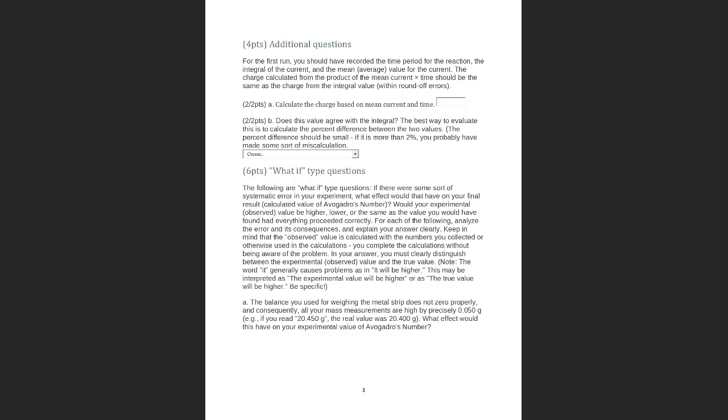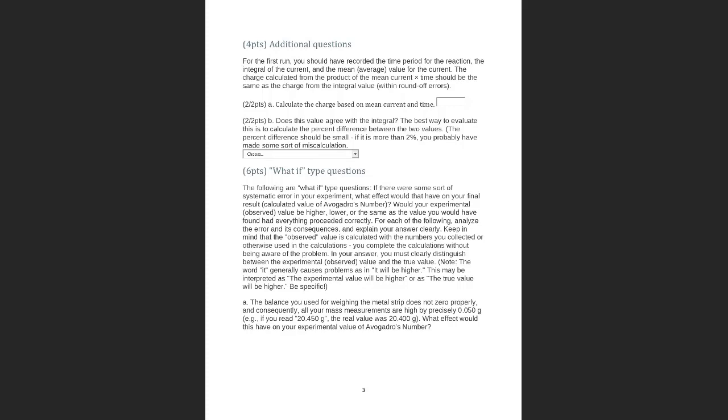In this case, the error of one measurement is cancelled out by the second measurement because you are not using the absolute value. So the mass change is not going to be affected. And then the moles of copper are not going to be affected, and the moles of electrons are not going to be affected. So the Avogadro number is not going to be affected.